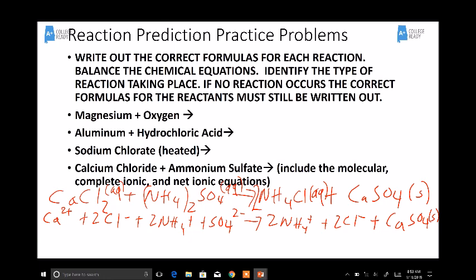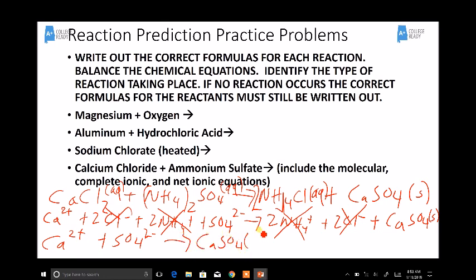What we're going to do for our net ionic equation is we're going to cancel out all the spectator ions, all the ions that are floating in the solution as reactants and are still floating around in the solution as products. And in this case, those spectator ions are ammonium ion and chloride ion. So our net ionic equation is going to be the calcium ion plus the sulfate ion, and that's going to yield calcium sulfate precipitate. So that's it for problem number 4.